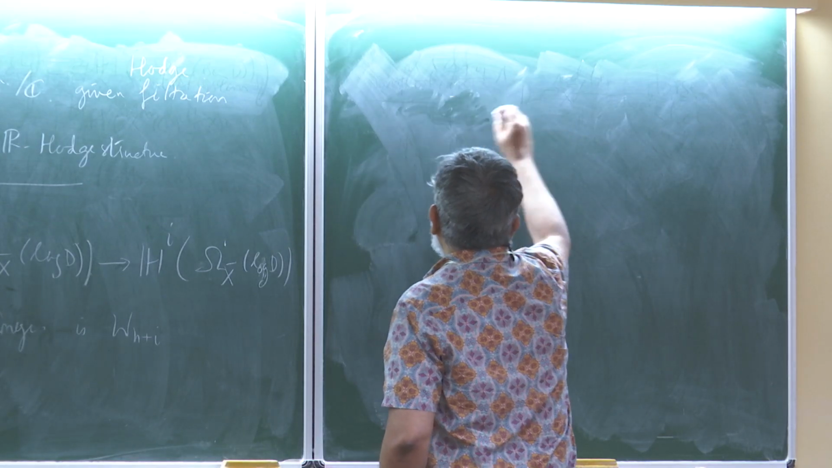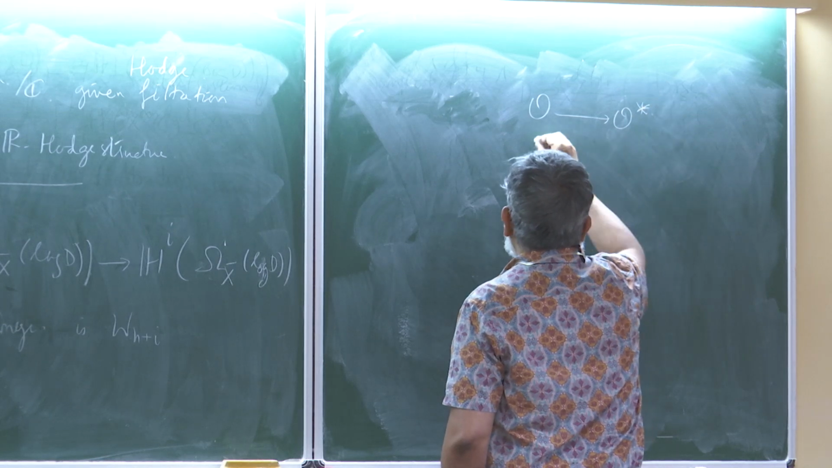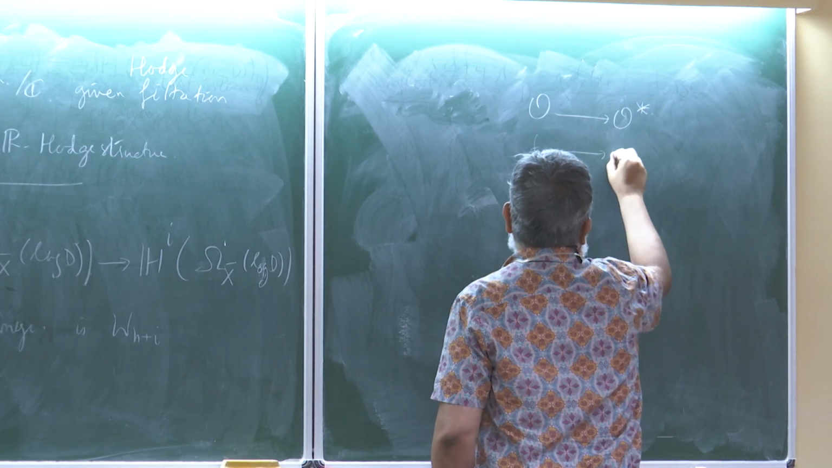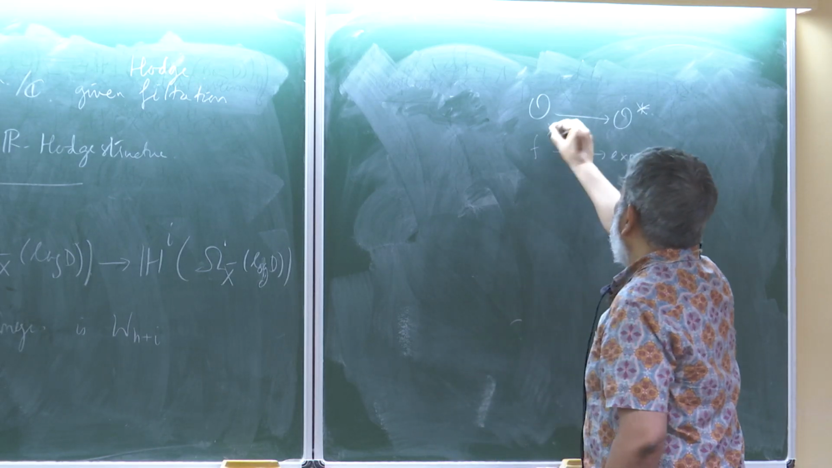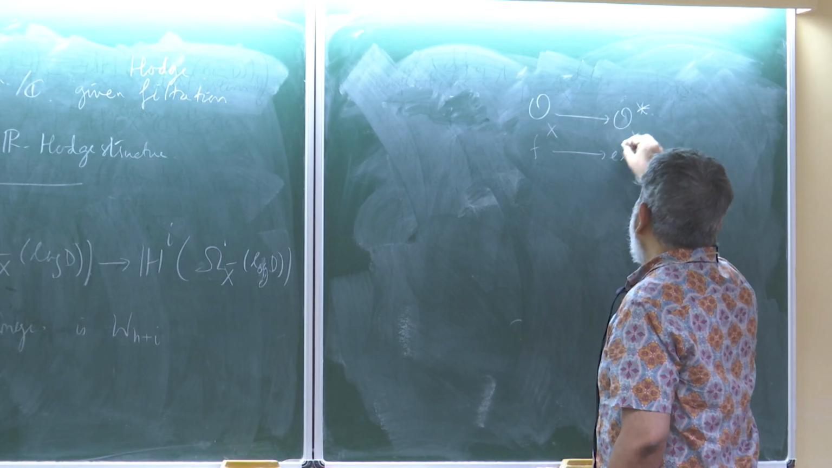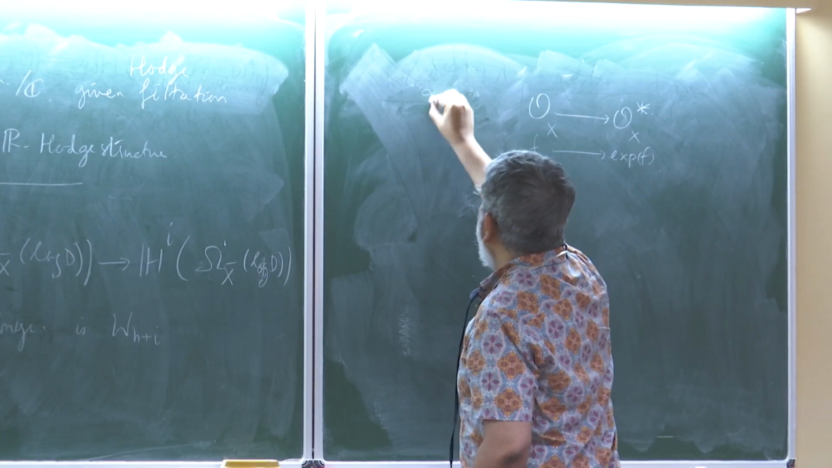So note that you have this map, right? O to O star, f goes to e to the 2 pi i f, where X is an analytic variety. You have this map, and the kernel is 2 pi i Z.